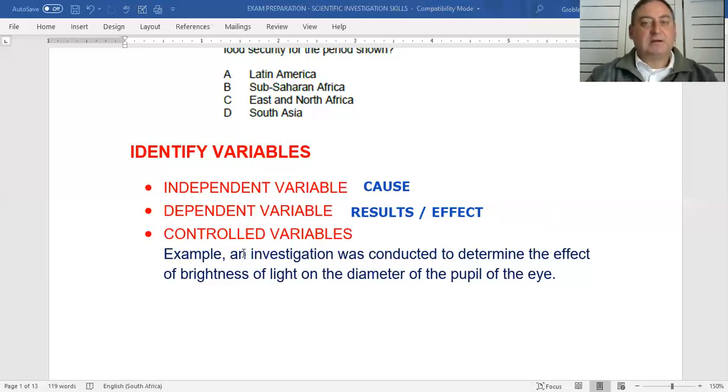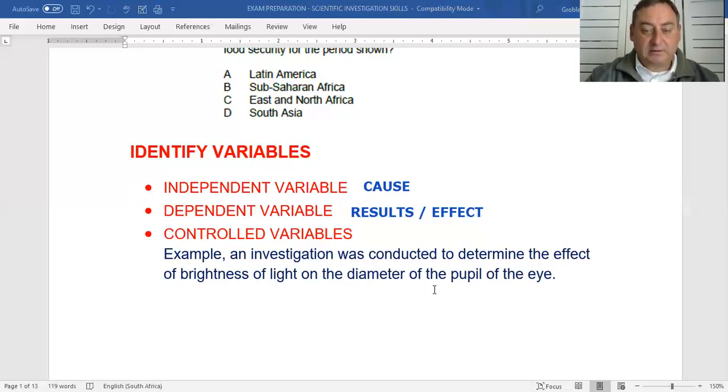So in this case, they always ask you in all assessments, look out for that in the tests and in the papers to come in September and November. It's always a matter of the one is causing, the other one is the result. So an investigation was conducted to determine the effect of brightness of light. That is the independent variable. The cause is always the independent variable. So the brightness of the light, if they ask you in this study, will be the independent variable.